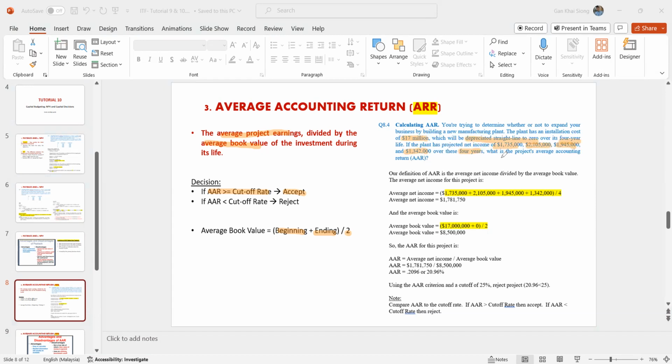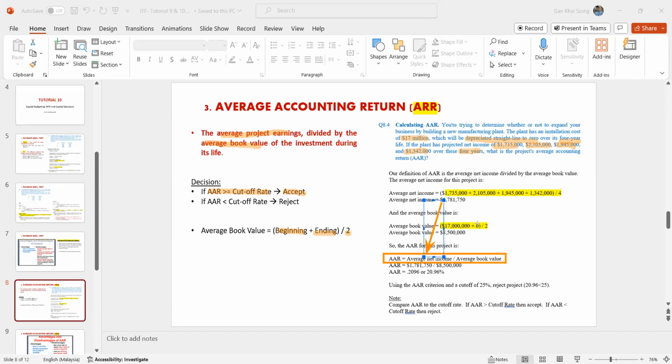First of all, remember the formula. I want you to remember the formula first so that you will never make a mistake. The AAR formula is average net income divided by average book value. To get average net income, I'm aware that my project will generate net income of the 4 values that you can see here. I want to calculate the average, so I need to add all these up and divide by 4. Why do I divide by 4? Because I have 4 years. These are the 4 years of returns from the project. So I add this up and divide by 4, and I get this amount, which is the average net income.